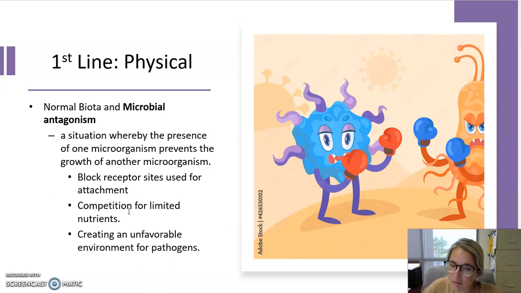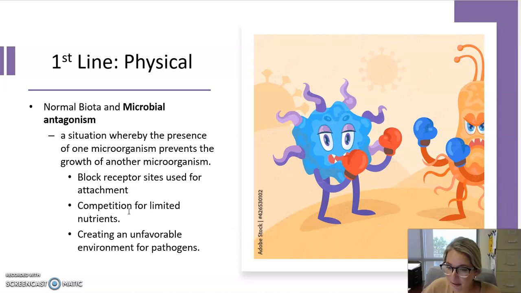If it doesn't have anywhere to attach, then our body will eventually flush it out, whether it's through coughing or sneezing or peristalsis and moving things through the gastrointestinal system. If it can't attach to a receptor, our body will flush it out. Another thing is limited access to nutrients. You have billions of normal biota. If the normal biota have cultivated that region and they're using up all the nutrients, then there's none left over for pathogens, and they essentially starve to death. And then the last is creating that unfavorable environment so the bad pathogens cannot survive in that area.